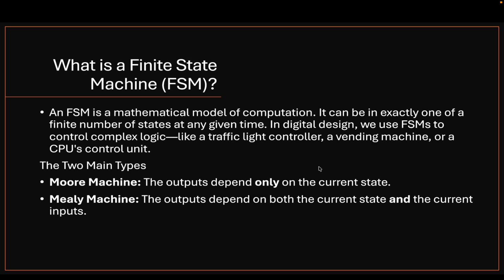Sometimes it's orange. So in digital design, we use FSMs to control complex logic like a traffic light controller, a vending machine, and a CPU's control unit. The two main types of FSMs are Moore machine and Mealy machine. In the Moore machine the output is dependent only on the current state, whereas in the Mealy machine the output depends on both the current state and the current inputs.